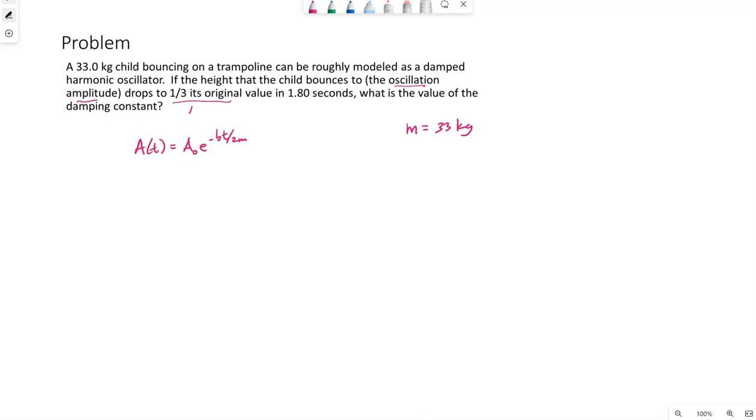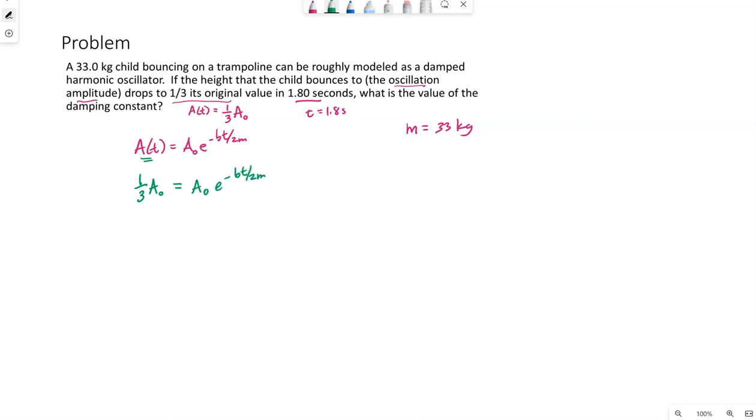So we can say that A of t, the amplitude at this time of 1.8 seconds, is 1/3 of A naught. So we don't know A naught, we don't know the original height, but that's okay. We know that the amplitude is now 1/3 of whatever that happened to be. So we're essentially putting in 1/3 A naught for the amplitude at this time we care about.